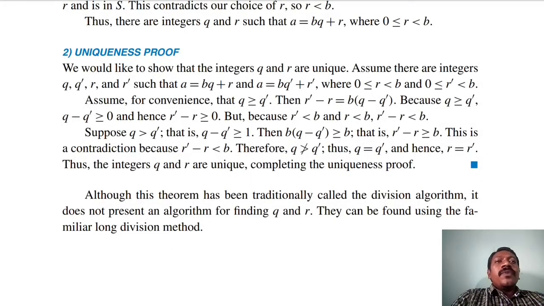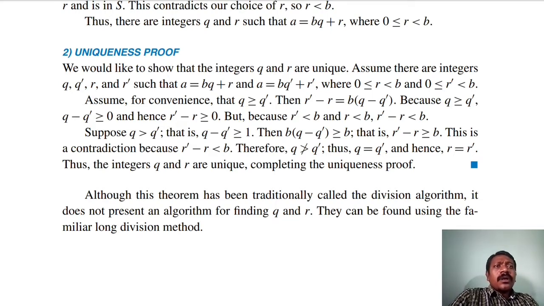See, if we take another pair q dash and r dash, which also exists for the a and b combination, such that a equals bq dash plus r dash, where 0 less than or equal to r dash less than b. Already we have a equals bq plus r, 0 less than or equal to r less than b. So here we have two equations with corresponding constraints. Assume for convenience that q is greater than or equal to q dash. This is for our convenience only.